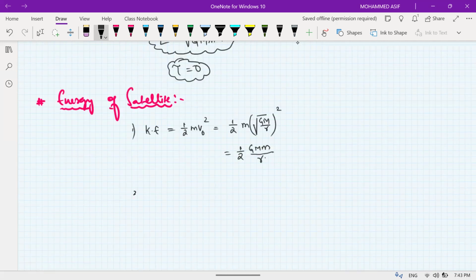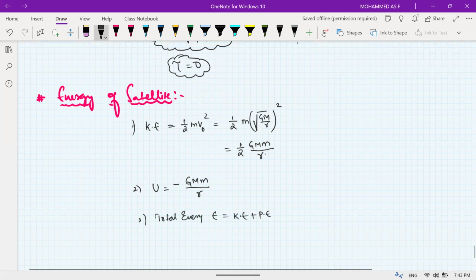What will be the potential energy, beta? Potential energy U will be equal to minus capital G capital M small m divided by r. This is the potential energy. And third one is the total energy. Total energy of the satellite, that is E, will be equal to sum of your kinetic energy plus your potential energy. Okay. So if I add both of them, see what I'm getting.